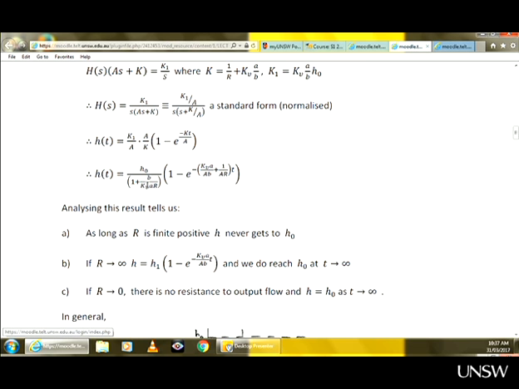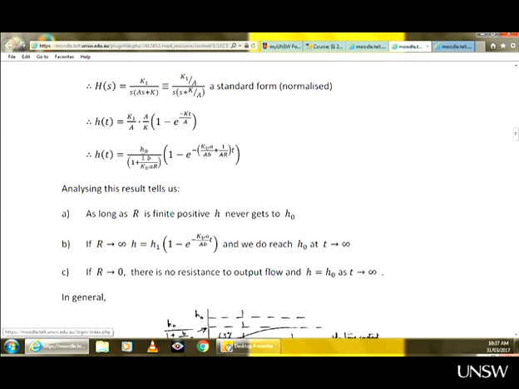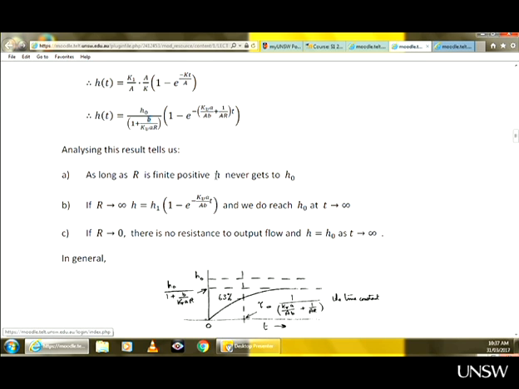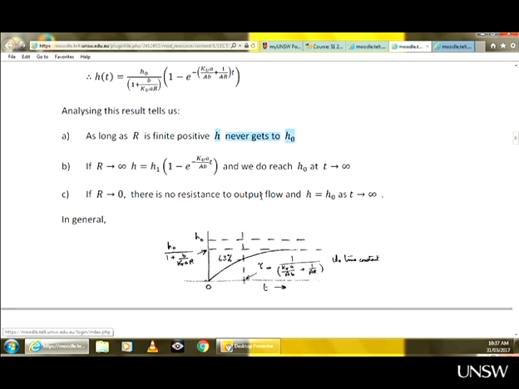Okay. It says as long as R is positive, but it's also true as long as A is positive, as long as KV is positive, as long as B is positive. Now, when you have a lever, you can't have negative A or negative B. KV, the characteristics of the valve, cannot be negative. Resistance of the valve, R, cannot be negative. So effectively, H never gets to H0. So let's see the graph. Let's see how the whole thing looks.